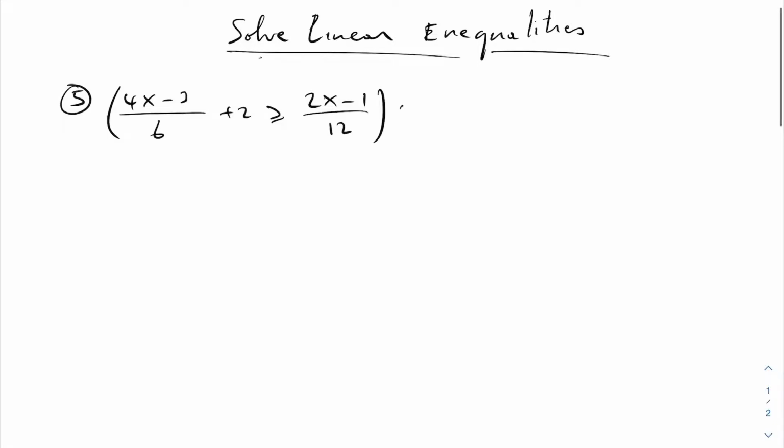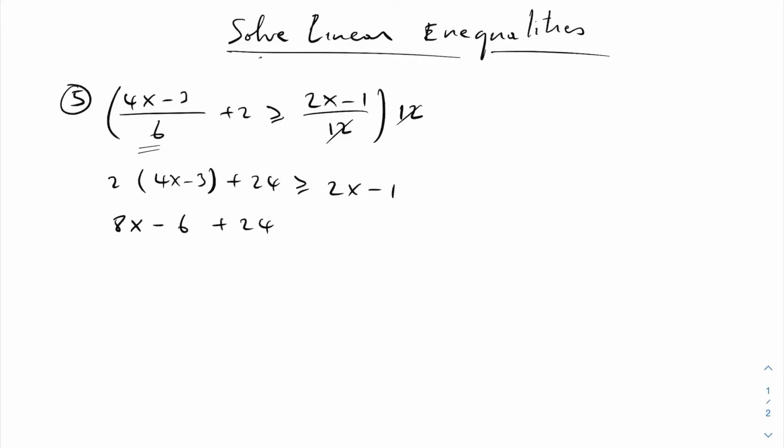And so we need to multiply this entire thing by the LCD. And in this case, the LCD is going to be 12. And so you're going to get 12 multiplied by the first term, which gives you 2 in big parentheses (4x - 3), plus 2 times 12, which is 24, bigger than or equal to 12, and the 12s cancel. And all you have left is just 2x - 1. And so with that, we're going to have 2 times 4x giving us 8x, 2 times negative 3 giving us negative 6, all that plus 24, bigger than or equal to 2x - 1.